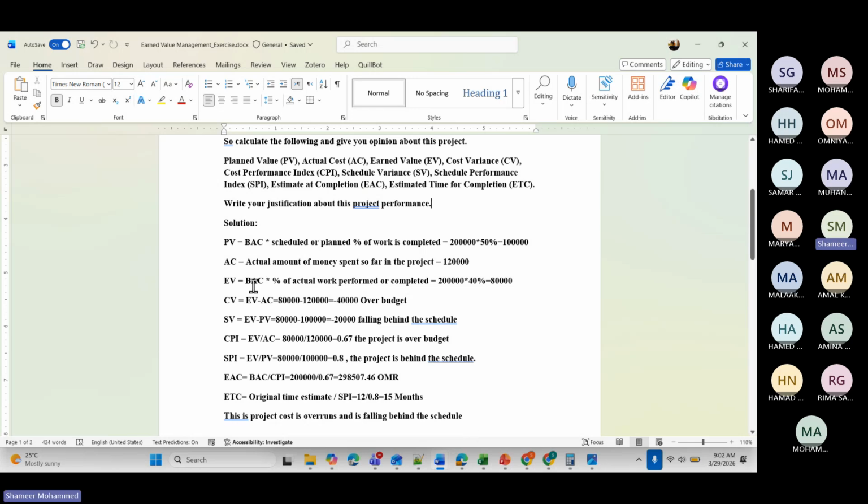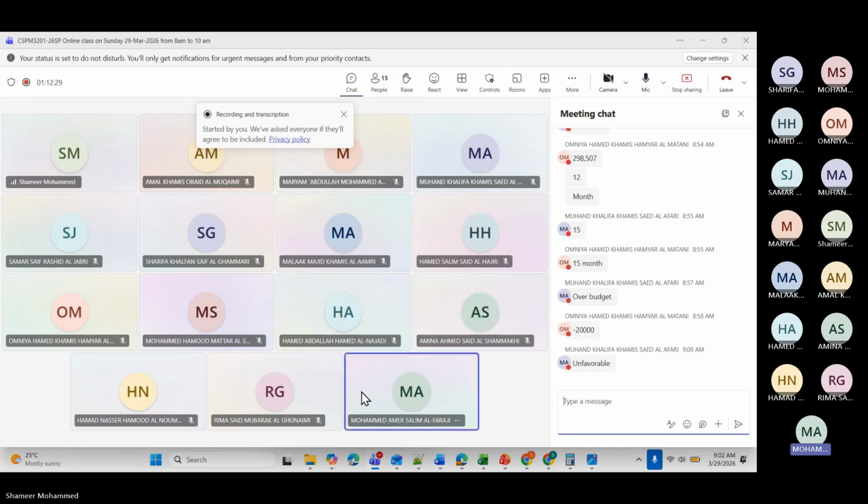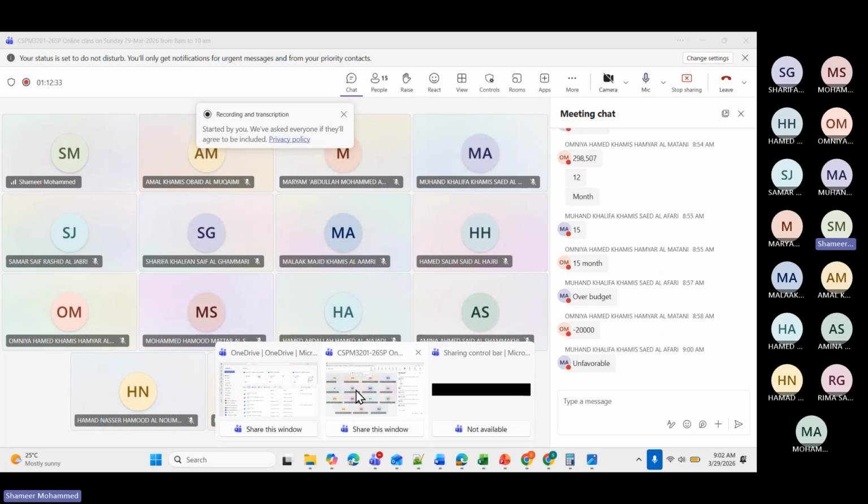Students, is this clear, this problem, how to solve? This is called earned value management. Students, please answer me. Is this problem clear? Yes, mister. This concept is very important.